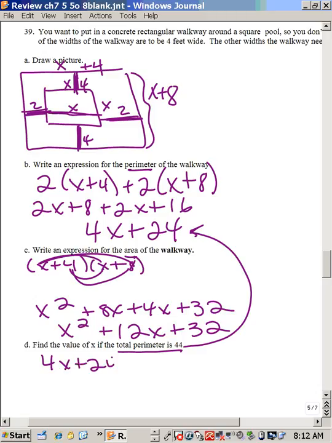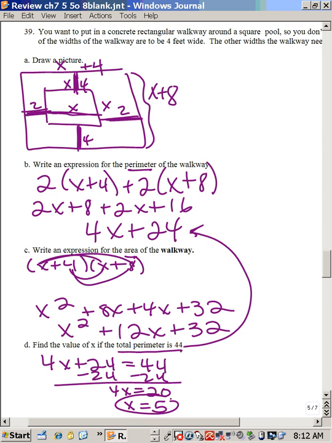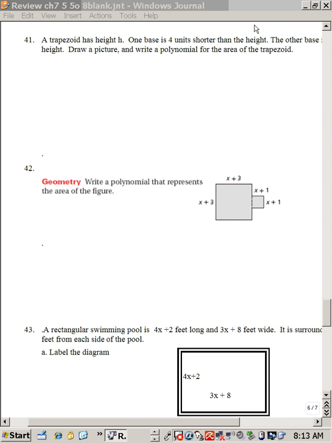4x plus 24 is equal to 44. Minus 24 from each side, and 4x is 20. x equals 5. So we did find the value of x. Okay, this number 41 is an example of a problem that you have the skills to deal with. You've just got to figure out how to do the entire problem using a formula you're not really used to.